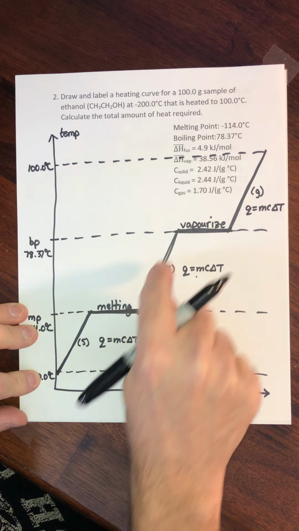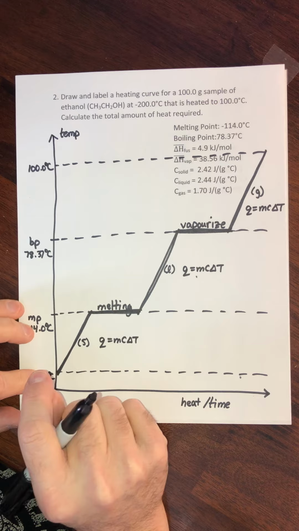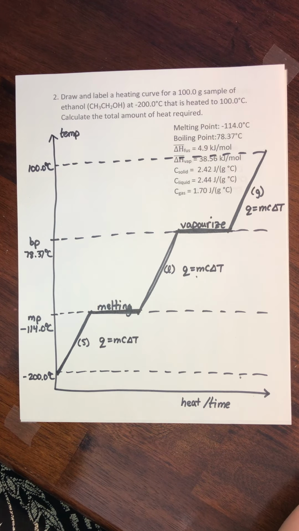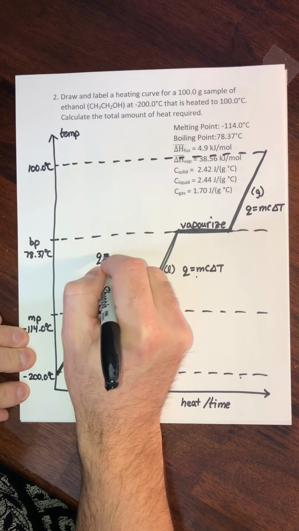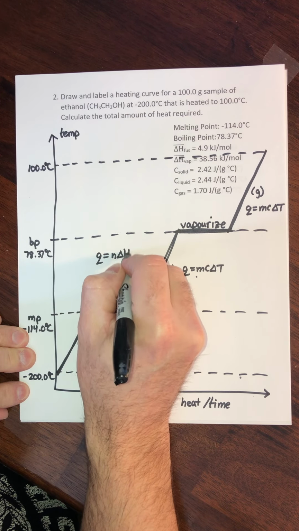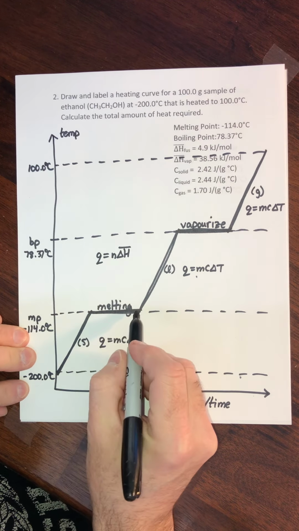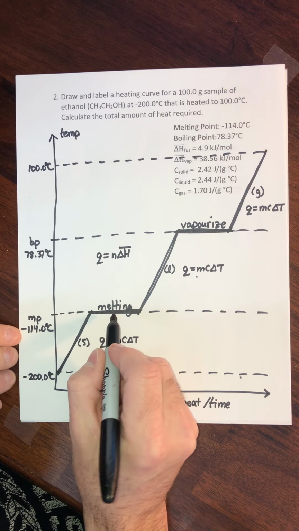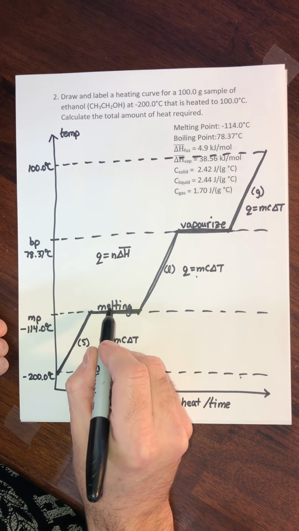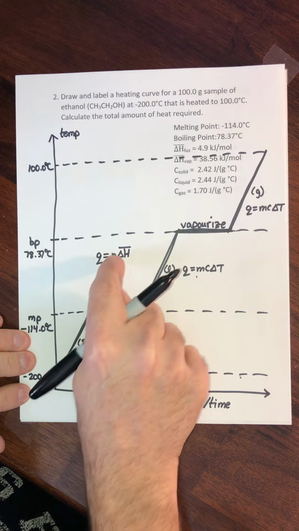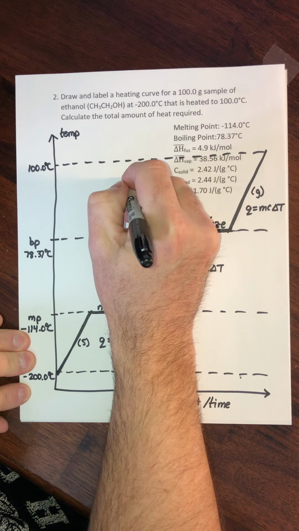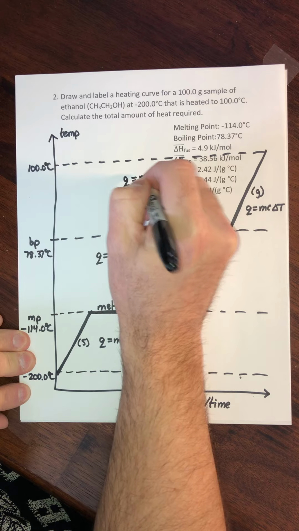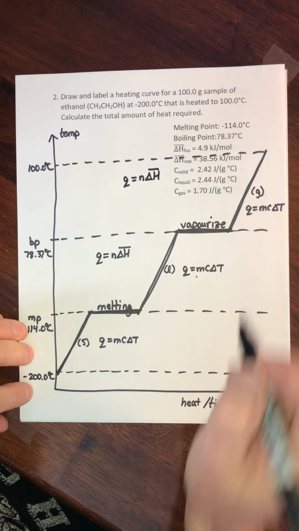For these nice horizontal pieces where the temperature doesn't change, you have a formula for that, right? The formula for not changing the temperature is Q equals n delta H bar. You are changing the phase, going from a solid to a liquid, but you are not changing the temperature. So I'll use this formula here, and I'll just move this one over here. Q equals n delta H bar.